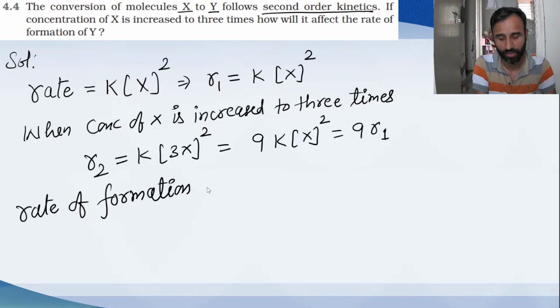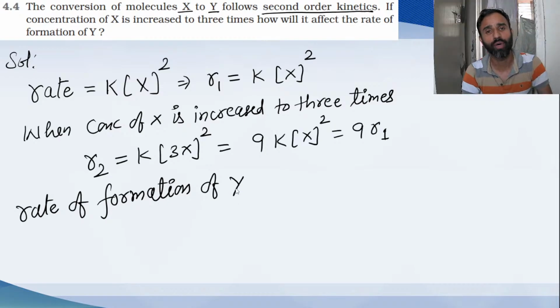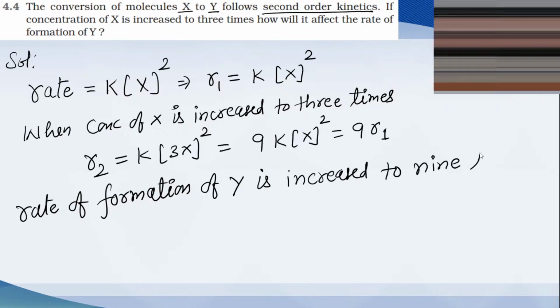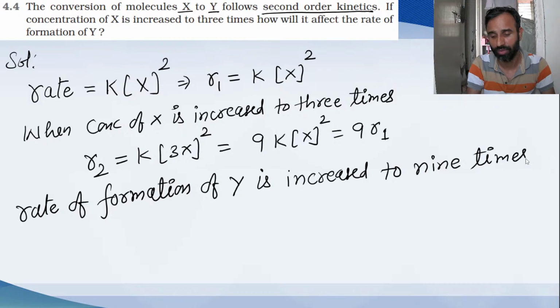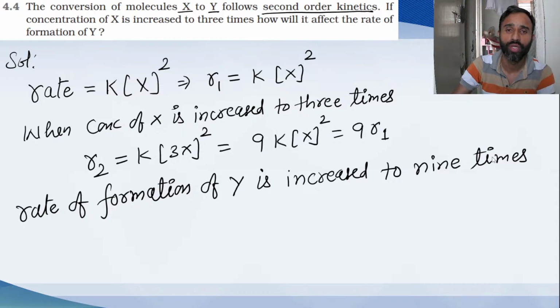That means the rate of formation of Y is increased to 9 times. When concentration of X is increased to 3 times, then the rate of formation of Y is increased to 9 times.